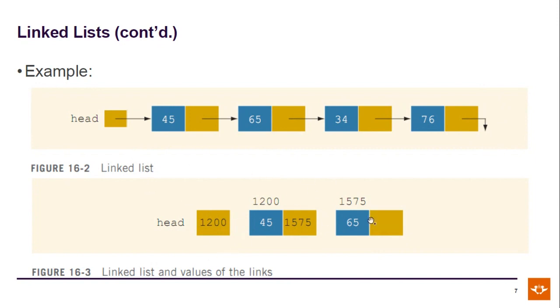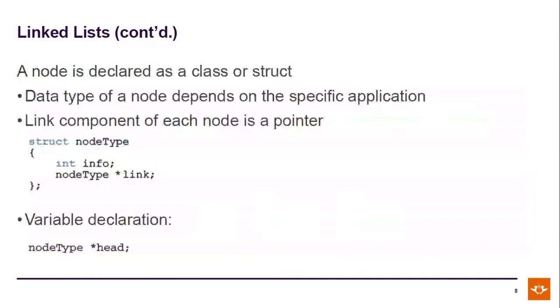Okay, so this is just a more detailed description of what's happening. As you can see, 1200 is stored in head, which is a memory address. When you go to memory address 1200, you will find a value. And because this is a node stored in 1200, there's also a memory address stored there. When you go to that memory address, you will find the next node. The value is 65, and then there will be a memory address there, and so forth. So that's the basic idea behind the linked list.